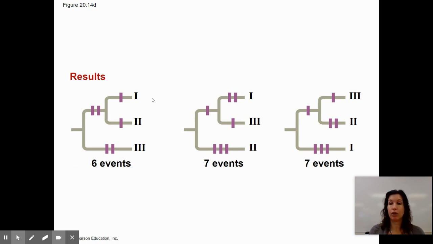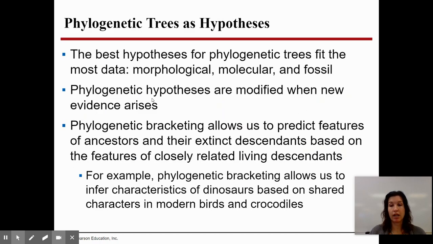The least events possible, the simplest explanation is how we construct the phylogenetic tree, which means typically we go with the derived characteristics in order, so that something isn't losing something, gaining something, losing something, gaining something. It's just things don't have whatever trait it is until it arose, and then everything beyond that point has it. There might be a point where that trait is lost in a branch, but it is the simplest explanation possible. So the best hypotheses for phylogenetic trees fit the most data.